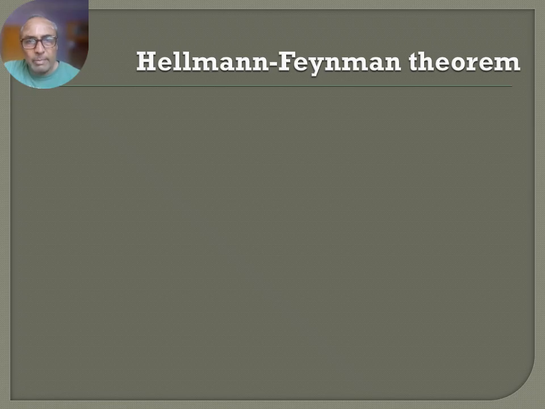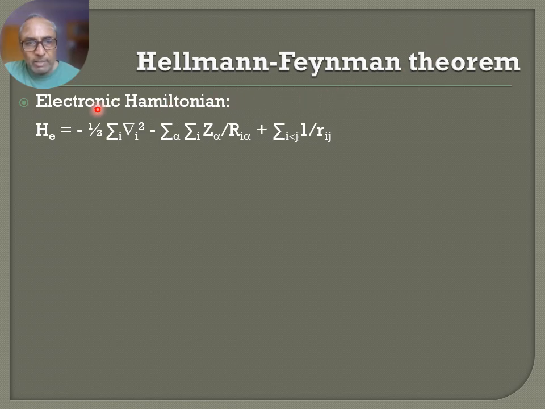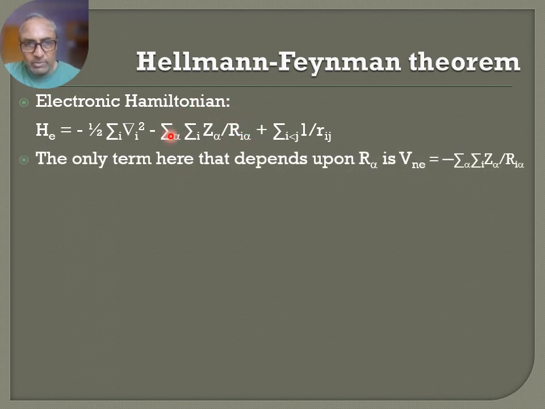The expression for the quantum mechanical force in a molecule is given by the Hellmann-Feynman theorem. Now the electronic energy and the electron nuclear repulsion form the potential energy surface upon which the nuclei move. The electronic Hamiltonian is given by this expression, and we note here that the only term which depends upon the nuclear coordinates R alpha is this term, the electron nuclear Coulombic attraction term, and therefore the gradient of the electronic Hamiltonian with respect to the nuclear coordinates, that is del alpha He, is just del alpha Vne.